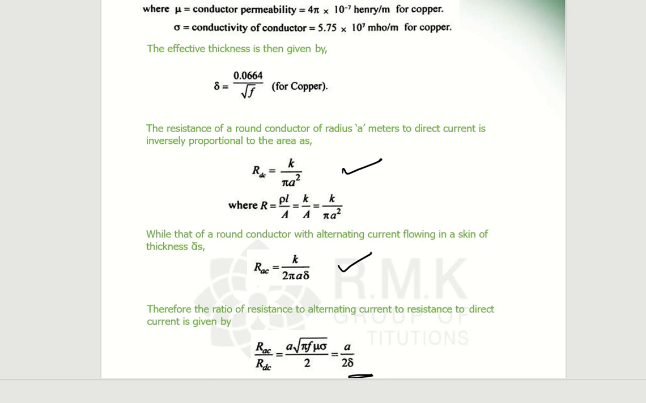Then we are going to see the ratio of the resistance to the alternating current to the resistance to the direct current. RDC is equal to rho L by A, which is equal to K divided by A, which is equal to K divided by pi a square. For a round conductor with the alternating current flowing in the skin of thickness del, RAC is equal to K divided by 2 pi a del. Then we are going to see the ratio between RAC and RDC, that is a divided by 2 del, which is equal to a into root of pi f mu sigma divided by 2.